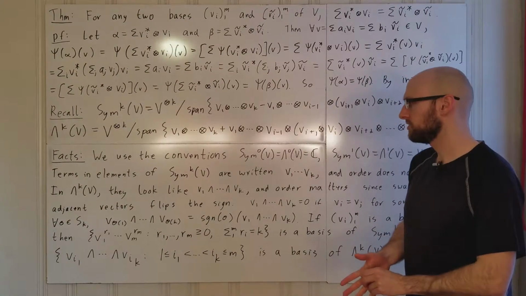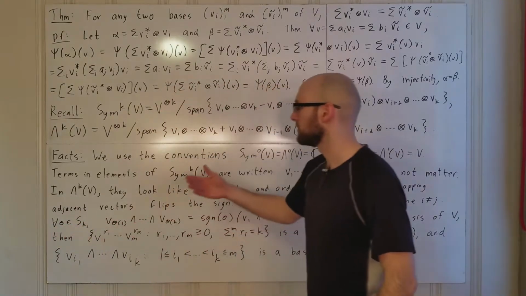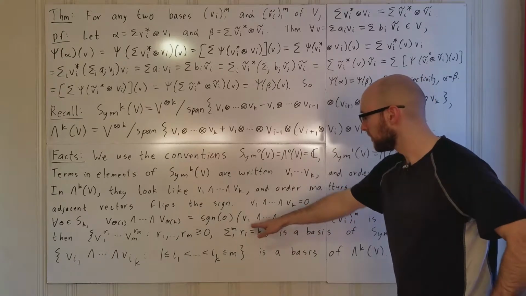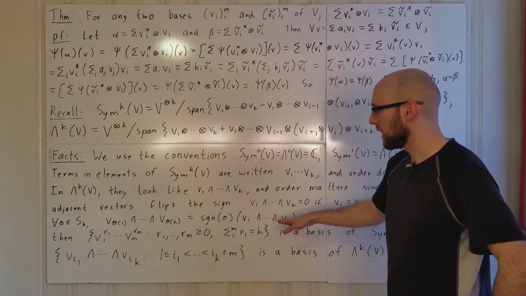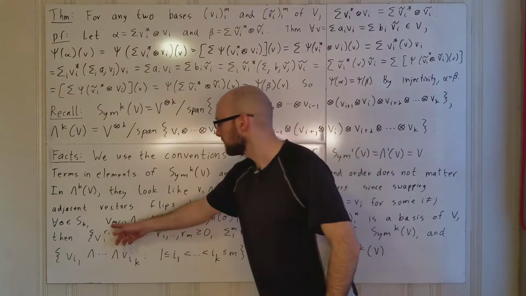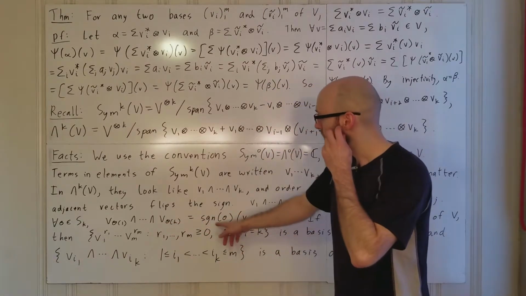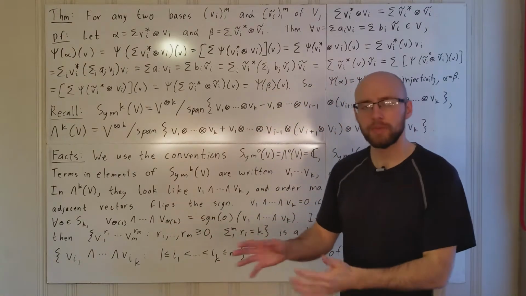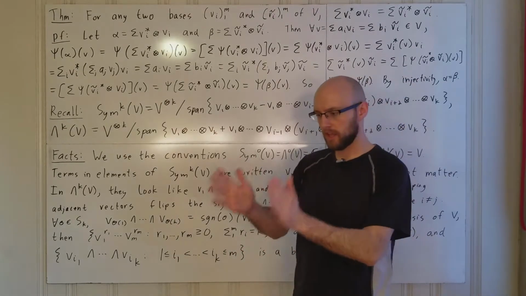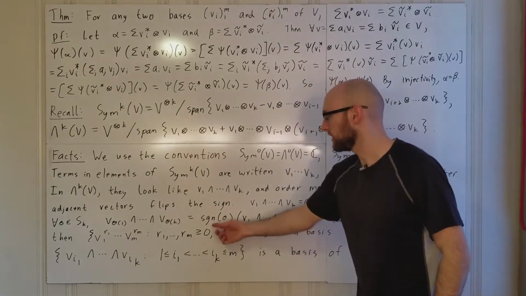And then this should be a bit self-explanatory, that if you take a permutation, then if you start with V1 wedge through Vk and you flip them around so that you end up at V sigma 1 through V sigma k, then the sign of sigma will tell you how many different adjacent elements you had to flip in order to get there. And so you're going to have to multiply by the sign of sigma.